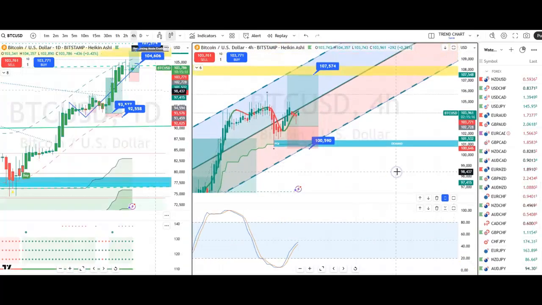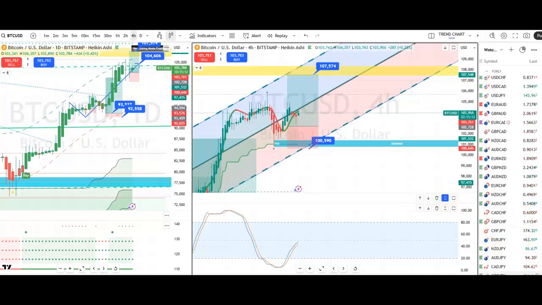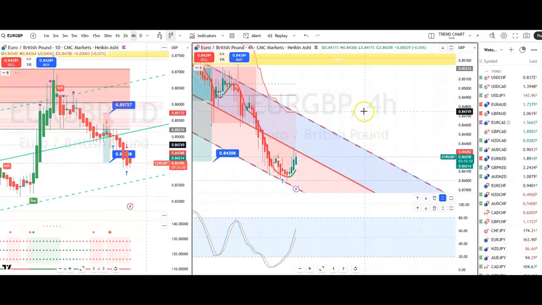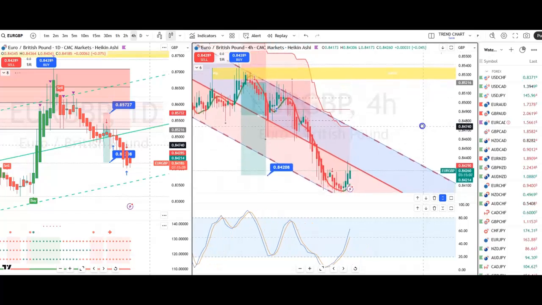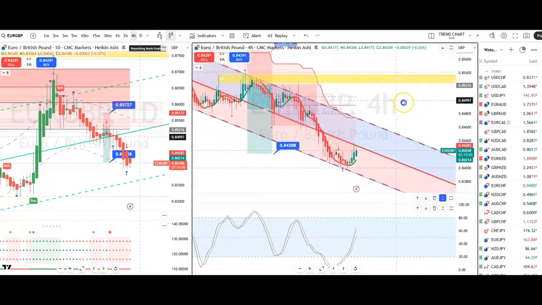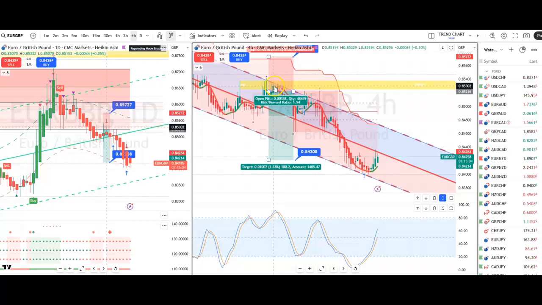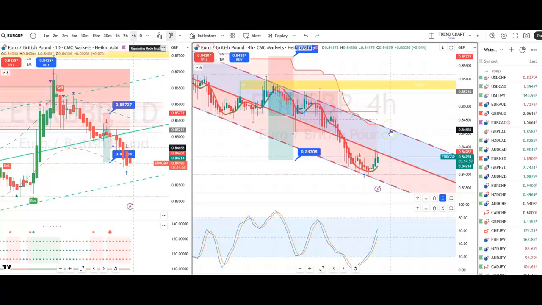Bitcoin, not doing much. 107.574. Euro Aussie, congratulations on the Euro Aussie. Euro pound trade. Beautiful. Absolutely stunning way to trade money and make a lot of money. Well, have a wonderful day today. It doesn't look like markets are actually doing much, to be fair. Let's have a quick look at gold.